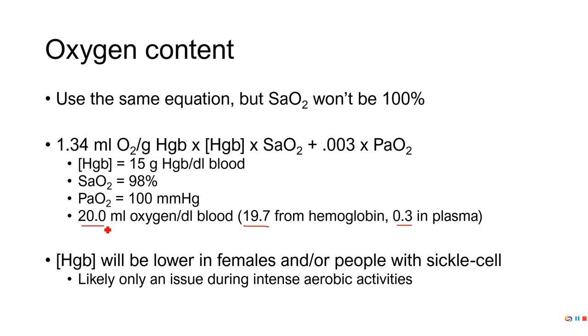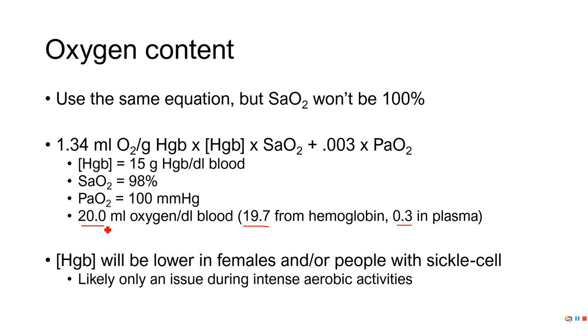It's important to know that hemoglobin concentration is lower in women, lower in people with sickle cell, but for the most part, that's not a big deal. However, during intense aerobic activity, intense exercise, this can be a big deal. As any of the student athletes know, one of the things they have to do as a freshman is take a sickle cell test just to make sure they don't have sickle cell, because they want to make sure that there aren't going to be any issues with that.